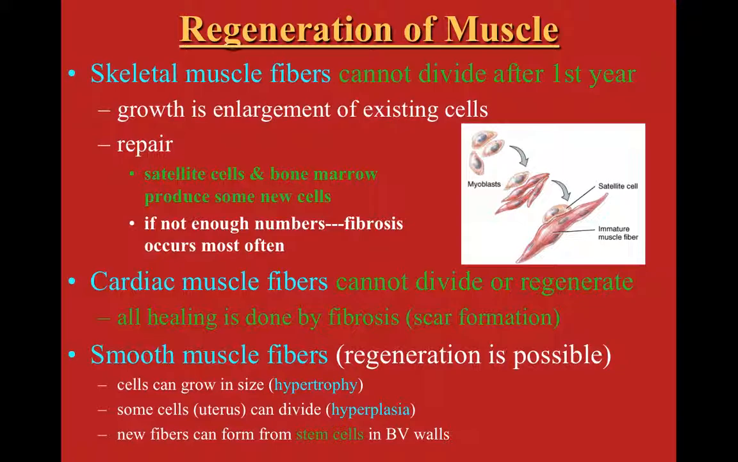Okay, regeneration for smooth muscle fibers. It is possible. Your smooth muscle fibers can grow. They can grow in size, which is called hypertrophy. They can divide, such as the cells in the uterus. That's called hyperplasia. And some new smooth muscle fibers can form from stem cells in your bowel walls. Okay?